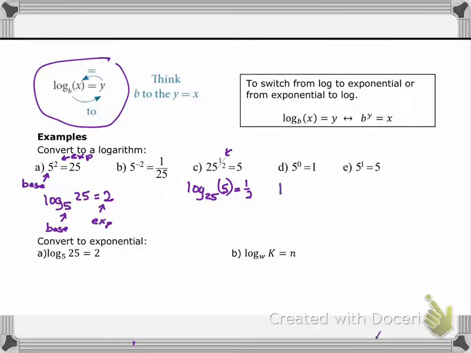The base is 5. So log base 5 of 1 equals 0. Next one. The base is 5 again. Log base 5 of 5 equals 1. So remember the pattern here. The exponent is what the log is equal to. You've got your base. That goes down below.